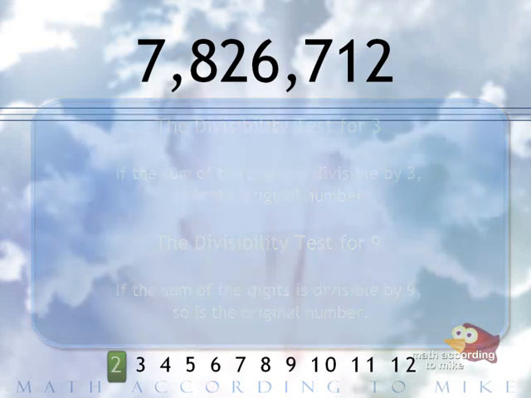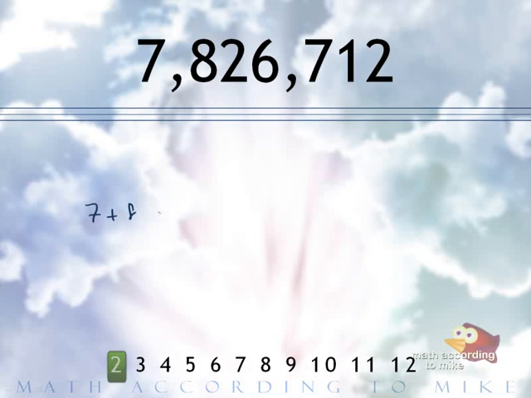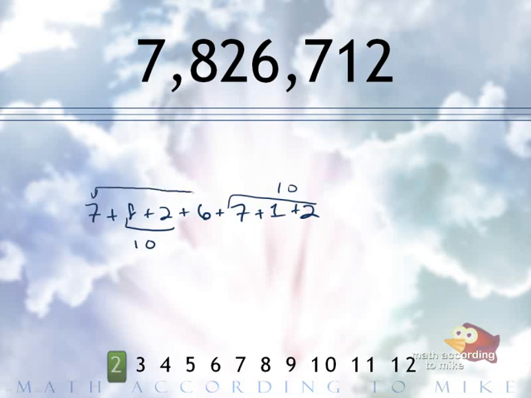So let's check that now. As side work, we're going to do 7 plus 8 plus 2 plus 6 plus 7 plus 1 plus 2, and we're going to add it up. We don't need a calculator. Notice this adds up to 10. These three numbers add up to 10. And 7 plus 6 make 13. So 10 plus 13 is, in most countries, 33.